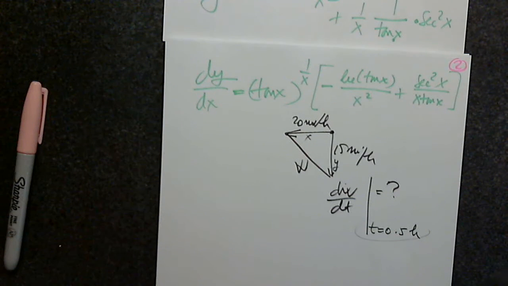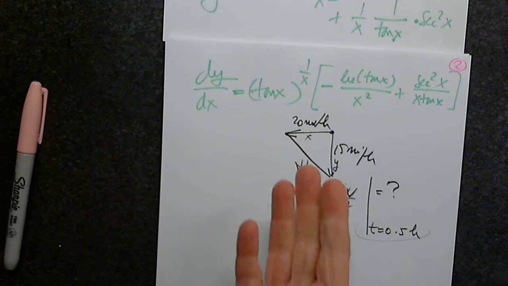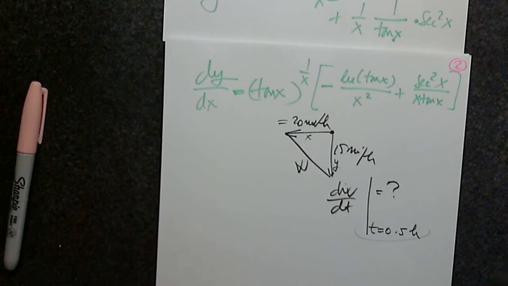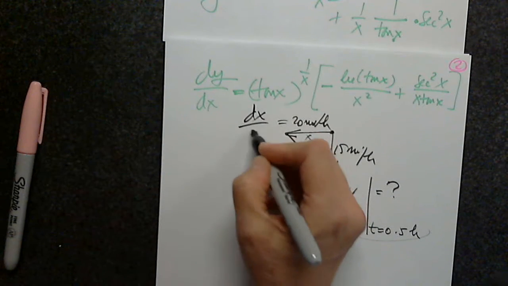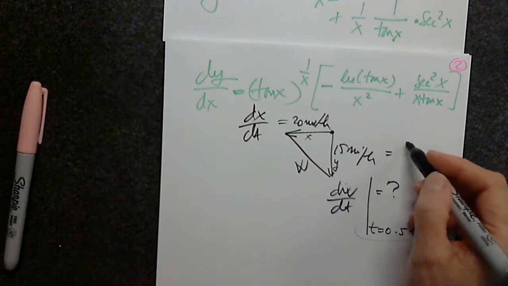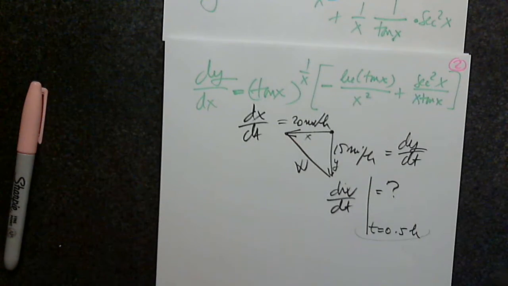Okay. So now after we establish what we are given, what does 20 miles an hour mean? Perfect. dx over dt. What does 15 miles an hour represent? Very good. dy over dt. Perfect. Now what?